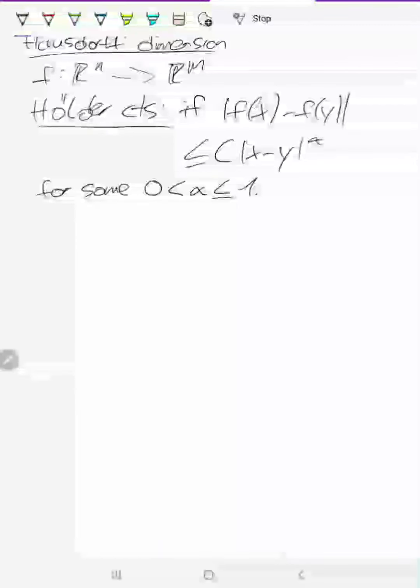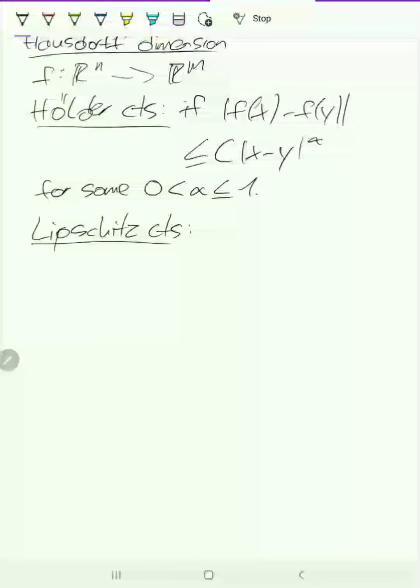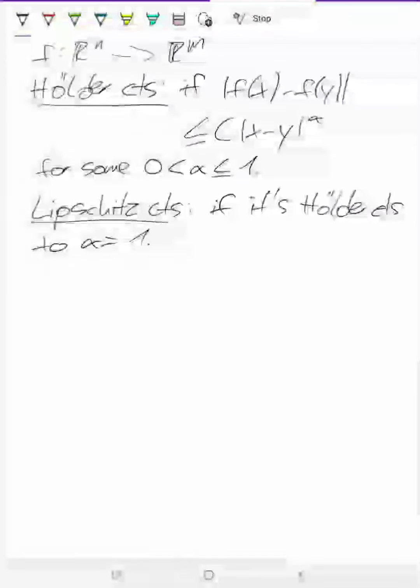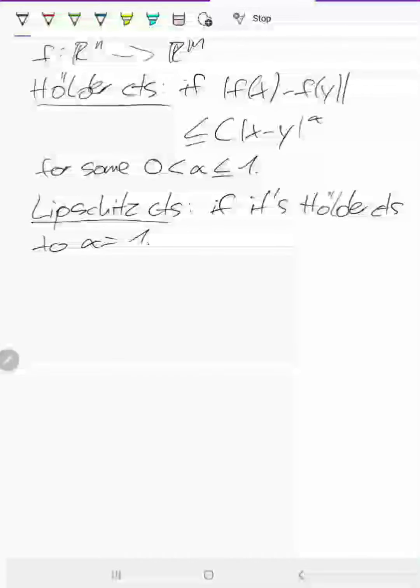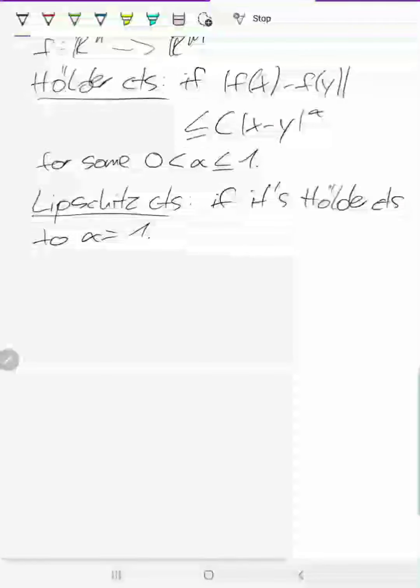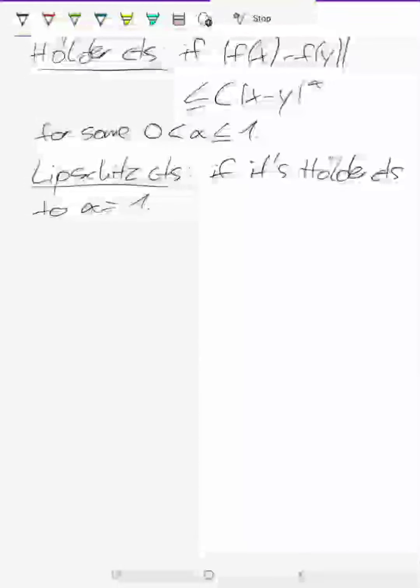And now we have a special case which we call Lipschitz continuity. So this is just if it's Hölder continuous with alpha equal to 1. Okay, so that's the definition. You might have already seen it. So for Hausdorff measure and Hausdorff dimension, especially Lipschitz continuity will be important, but we will also cover Hölder continuity.